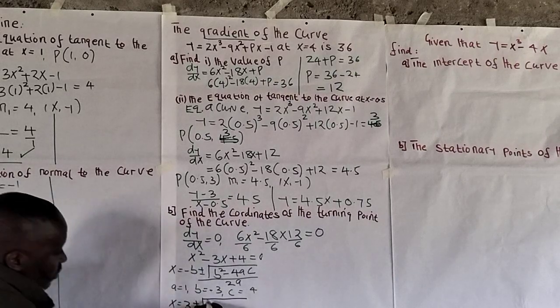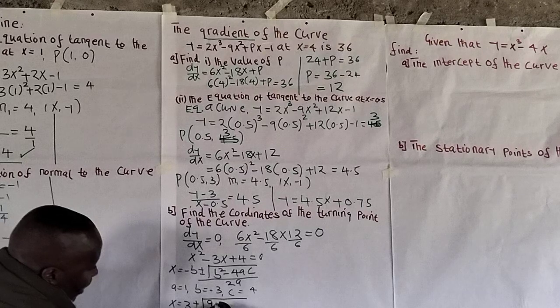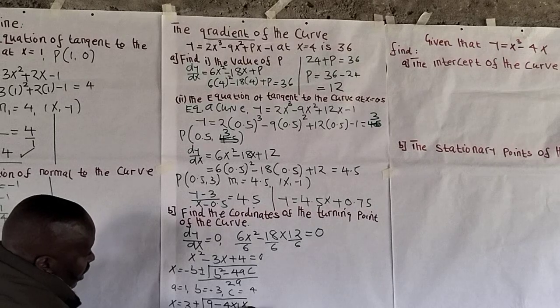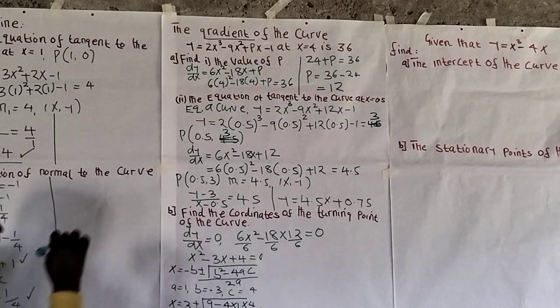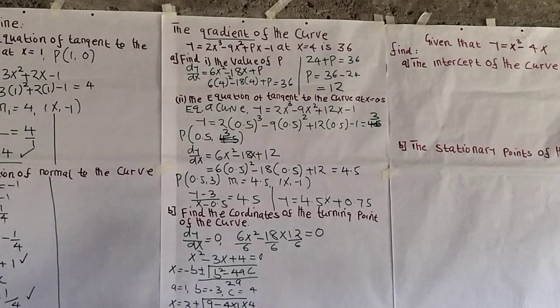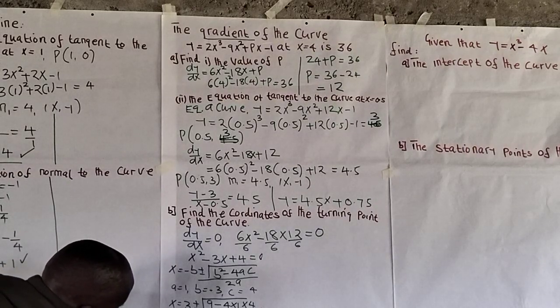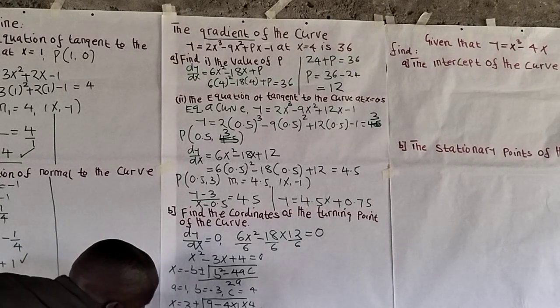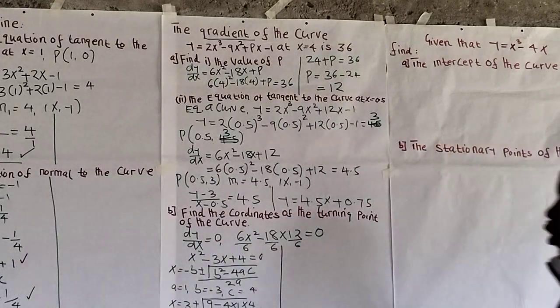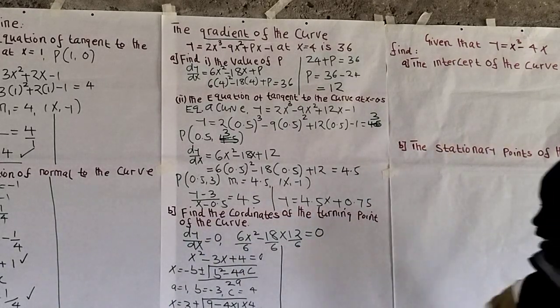Negative 3 squared is giving us 9, then minus 4 times a, where a is 1, times c, where c is 4. Then you divide by 2 times a, it is 2 times 1, which is giving us 2. With correct substitution from your calculator, you will get that the value of x is either equal to 2 or x is equal to 1. So from our quadratic equation, we find that the values of x are 2 or 1.